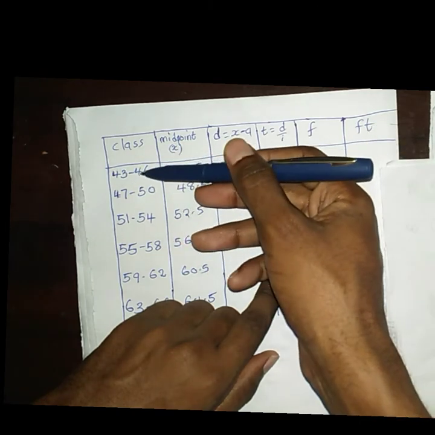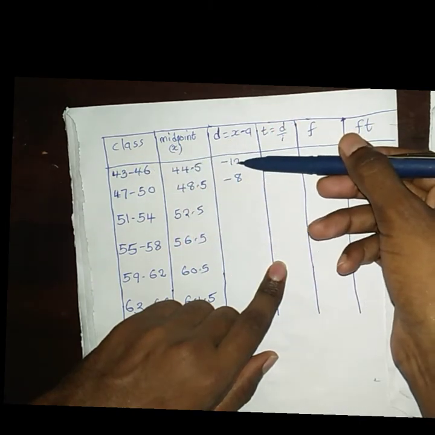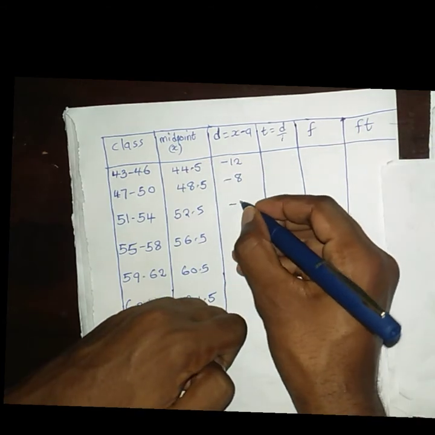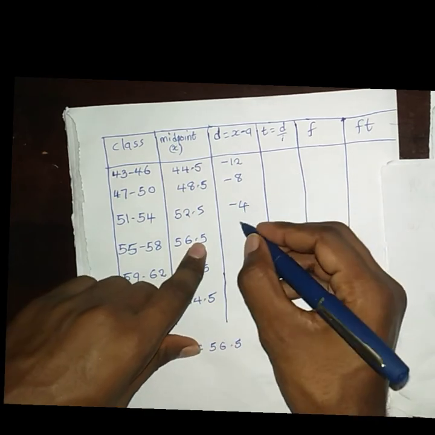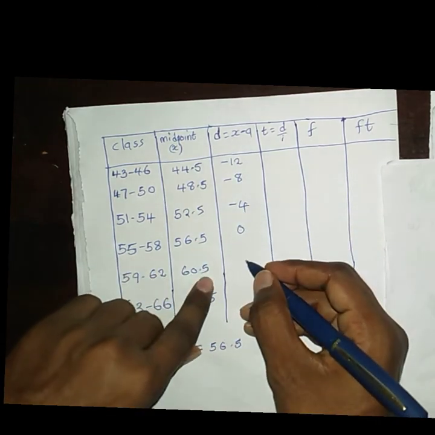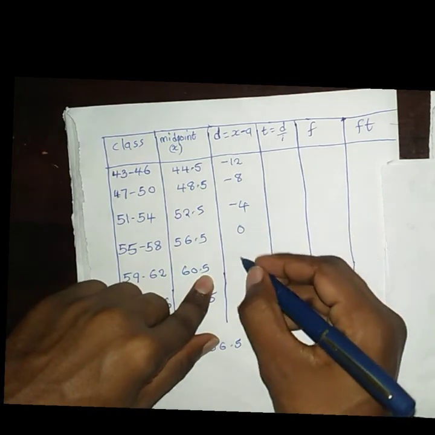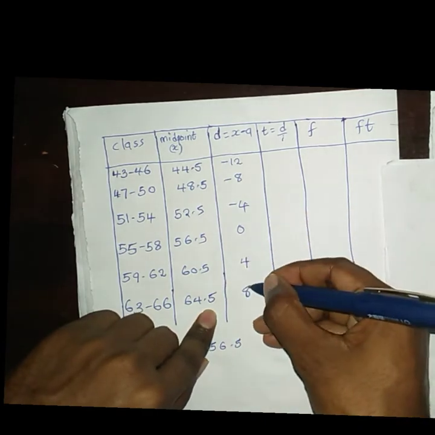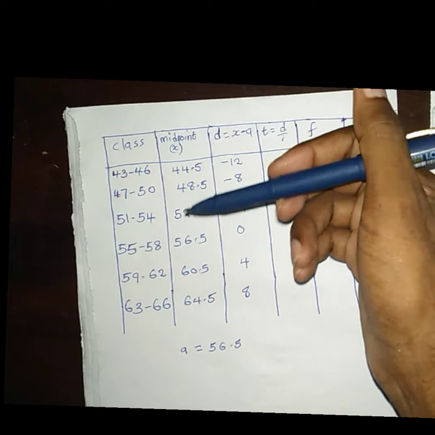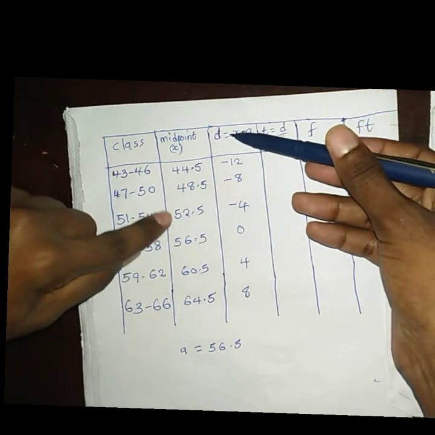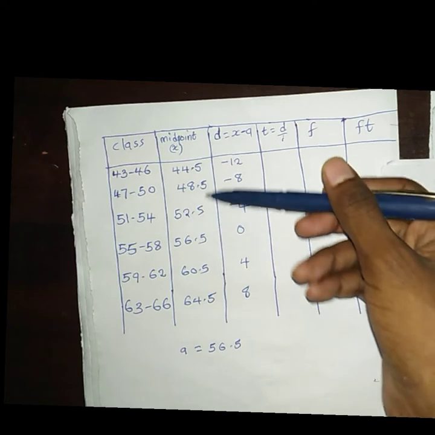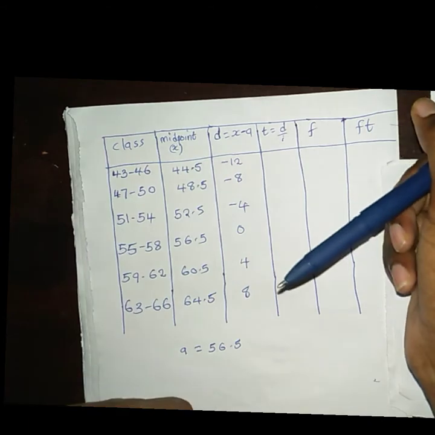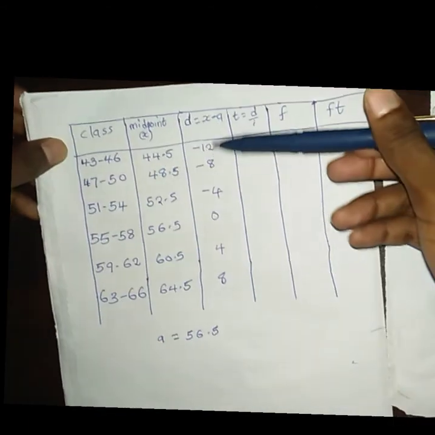Our class interval is 4. So if we add negative 12 plus 4, we are going to get negative 8. Negative 8 plus 4, we are going to get negative 4. Negative 4 plus 4, we are going to get 0. 0 plus 4, you're going to get 4, and 4 plus 4, you're going to get 8. You can use that way, which is very easy indeed. Or you can subtract. You can go the long way. You can subtract values of x from the assumed mean. Now we fill this column.